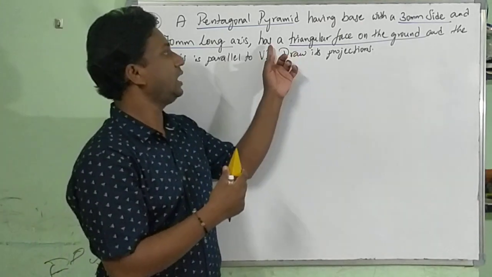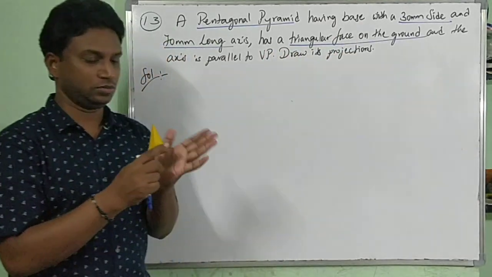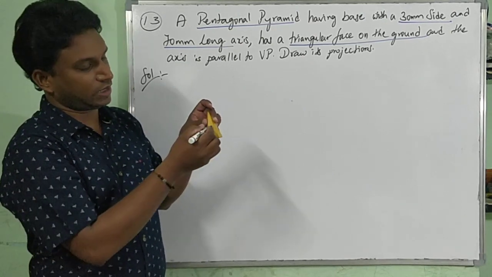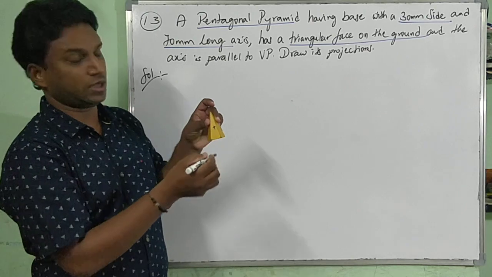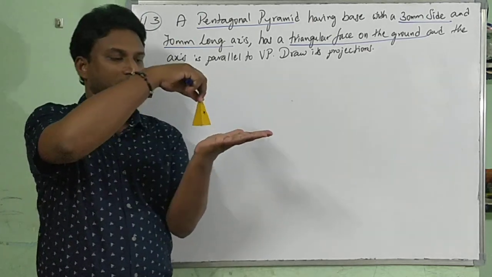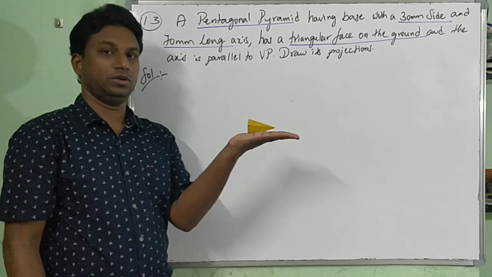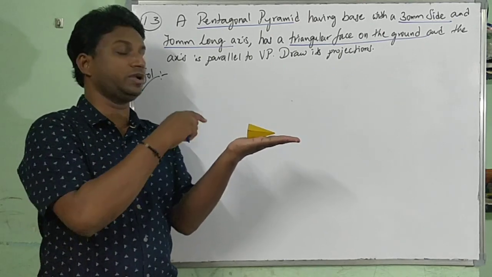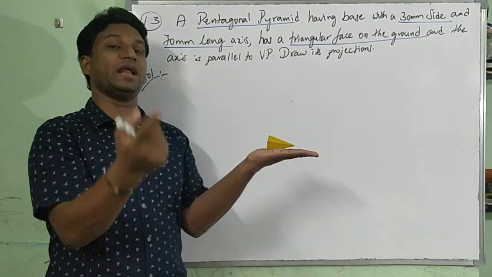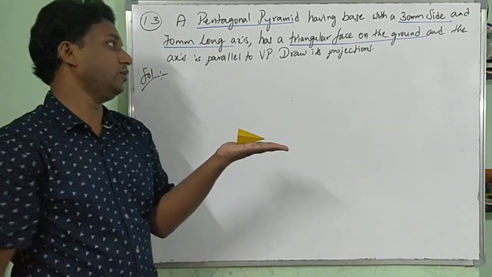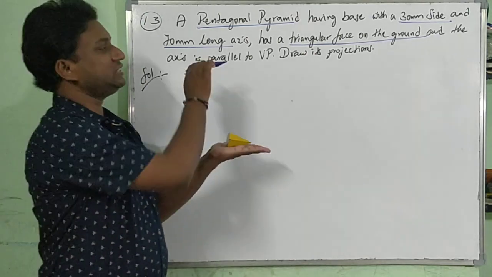Now the condition is, has a triangular face on the ground. One triangle face, whichever it is, I am drawing a cross mark. This triangle face is on the ground. If you noticed in the previous problem, it was a hexagonal pyramid with a slant edge. Now here, a triangular face is on the ground, and the axis is parallel to VP.